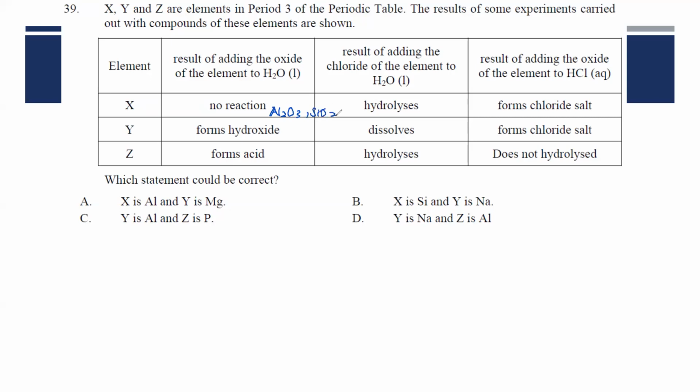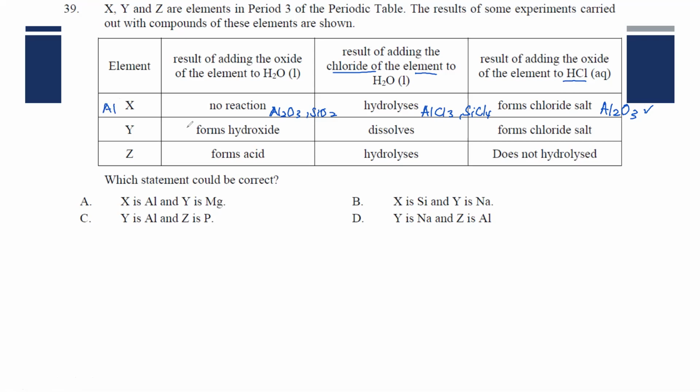Okay, then the result of adding chloride to the elements, hydrolysis. The chlorides that undergo hydrolysis are AlCl3 and then SiCl4, so both of them can undergo hydrolysis. As for the formation of the chloride, the result of adding an oxide to the acid, because HCl is acidic, only Al2O3 can react with acid. So X is Al from here.